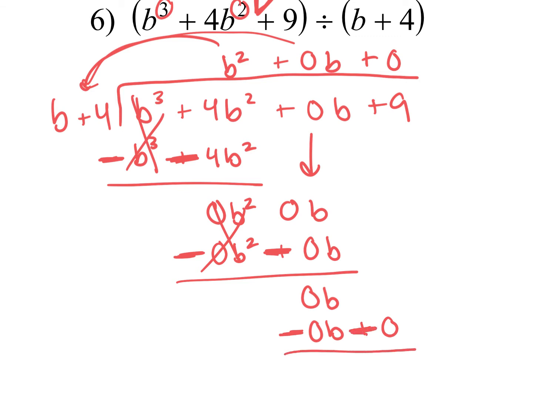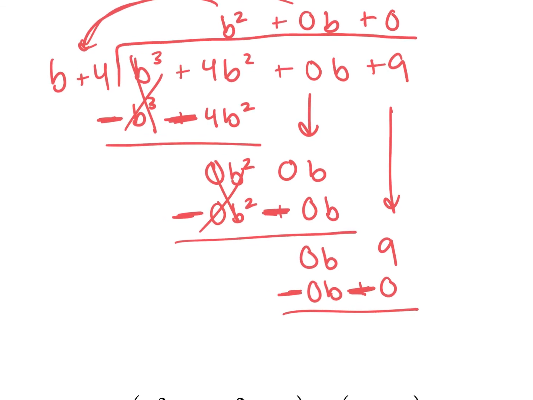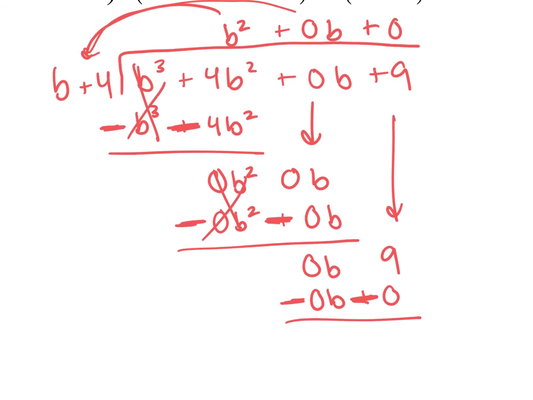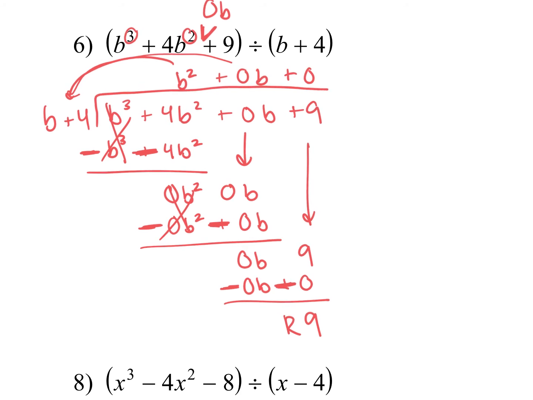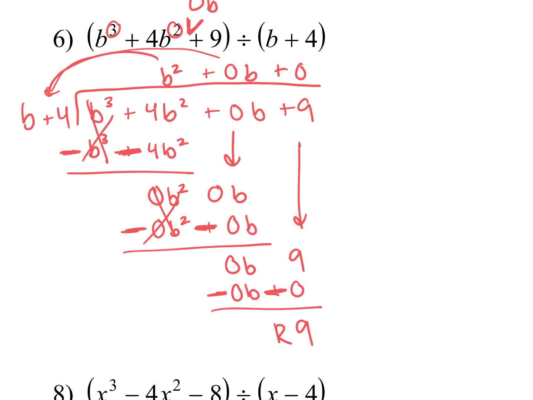And what else do I have to do? Drop down the 9. So what's 9 plus 0 or minus 0? 9. What do I do with the 9? That's the remainder. So here, it wouldn't have mattered if you skipped the 0b because it ends up being 0 in the middle anyways, but it usually does matter.